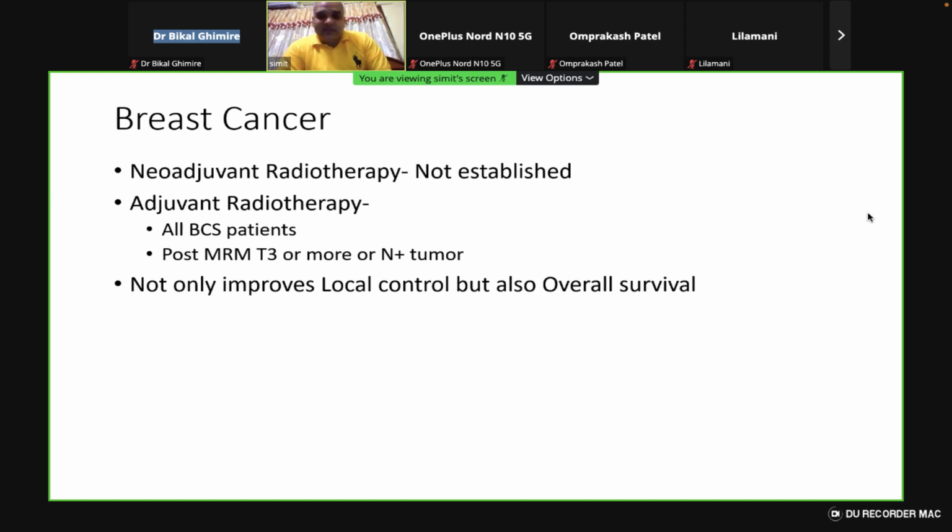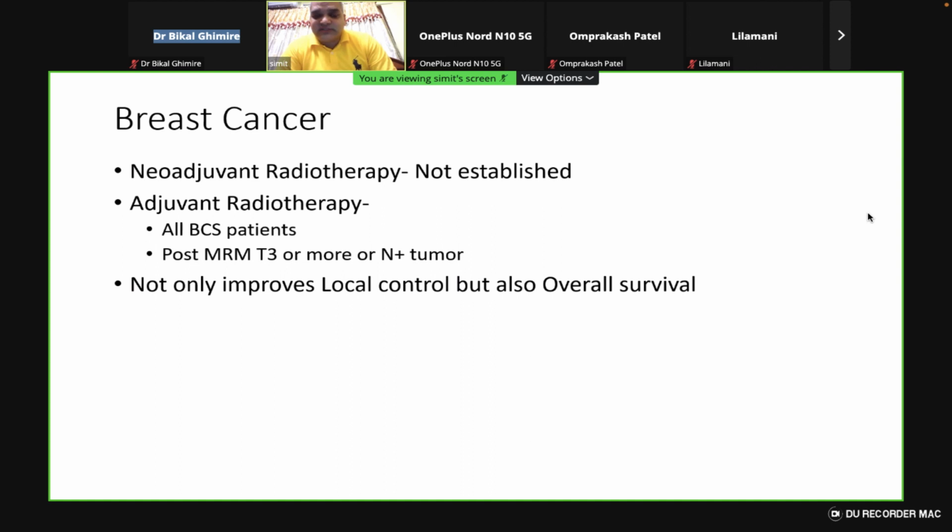Breast cancer. In breast cancer, neoadjuvant radiotherapy is not established, so radiotherapy is always adjuvant in breast cancer. During residency or other times, you see in the contraindications of BCS, breast conservative surgery, that the patient should not have had previous radiation. Actually, that is not a contraindication of BCS; it is a contraindication of radiotherapy. What you have to understand is that in all BCS patients, adjuvant radiotherapy is a must.